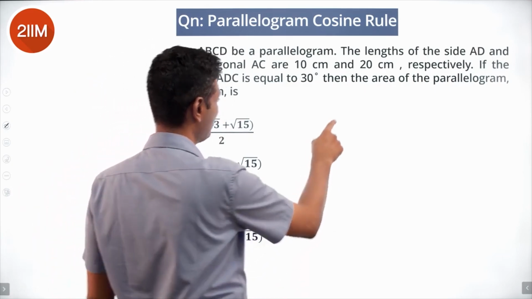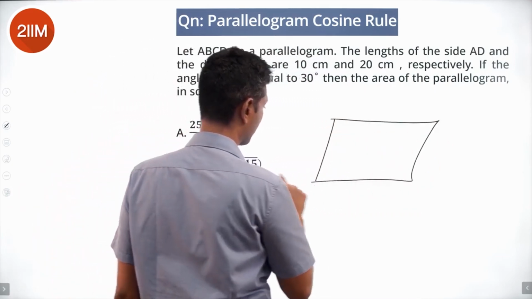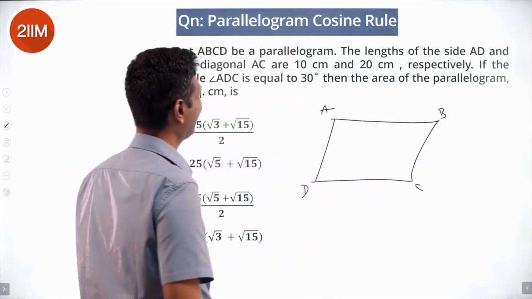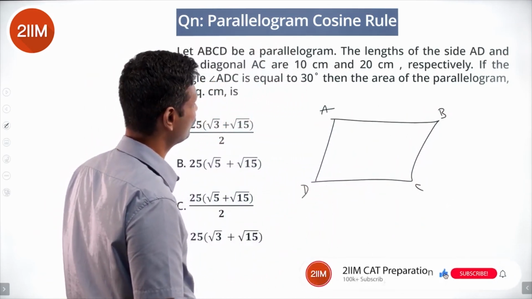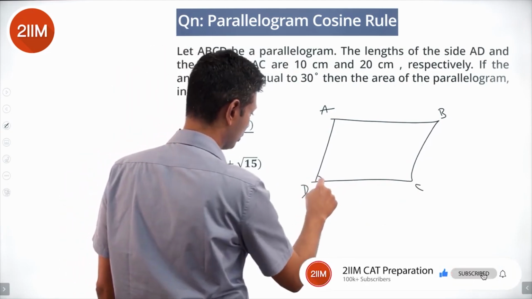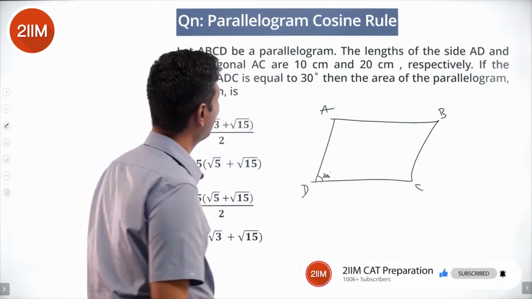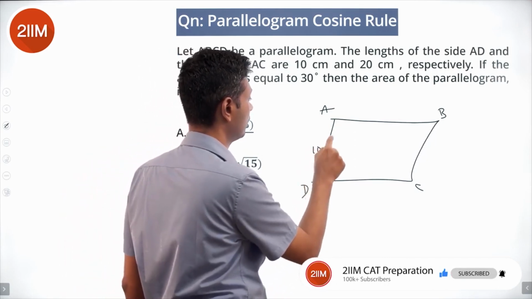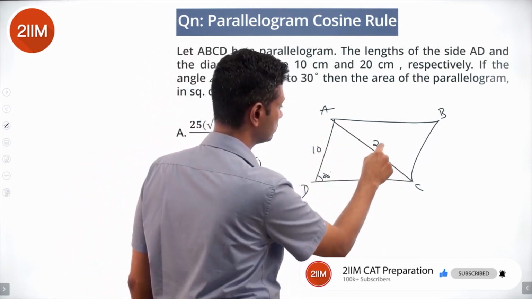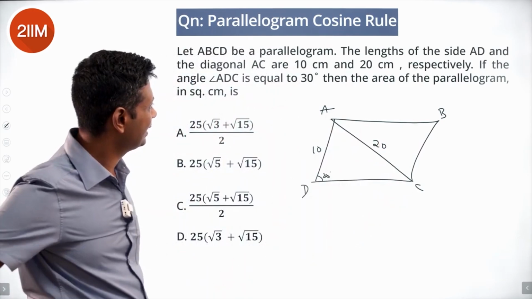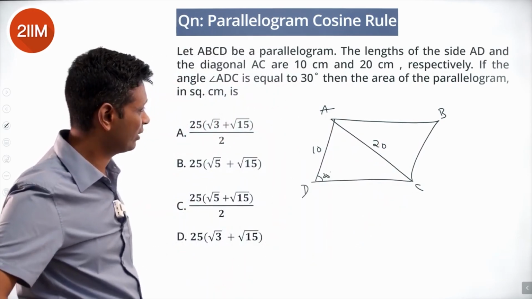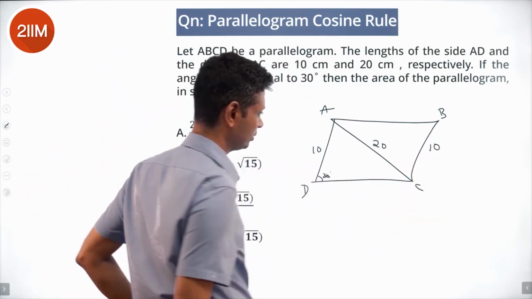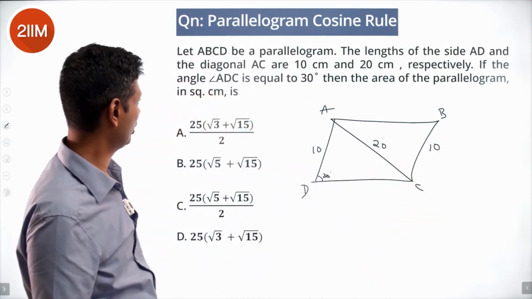And so ABCD, angle ADC is 30. This doesn't look 30, we'll live with that. AD and AC are 10 and 20. So this is 10, this is 20. And then this is 10, this is 10. Right. So we need to find the area of the parallelogram.